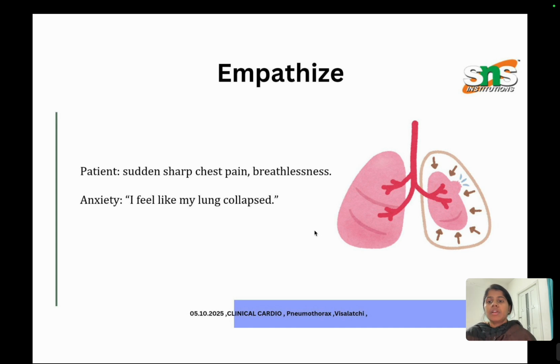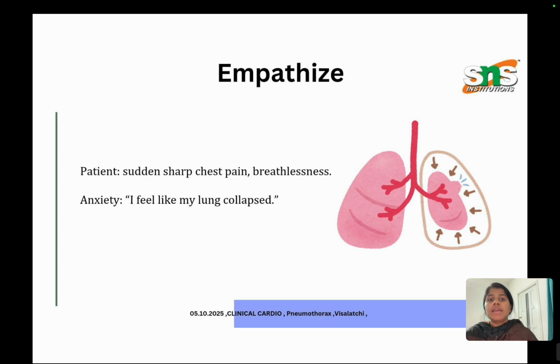Coming to the definition, what is pneumothorax simply? Pneumothorax simply means air in the pleural space. Normally the pleural cavity has negative pressure which keeps the lung expanded. But when air enters this space, the lung recoils and collapses. This can happen spontaneously, after trauma, or due to underlying lung diseases.